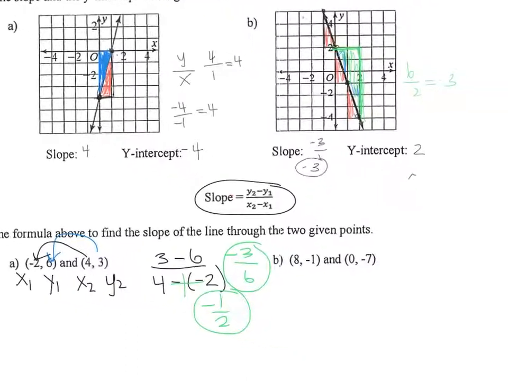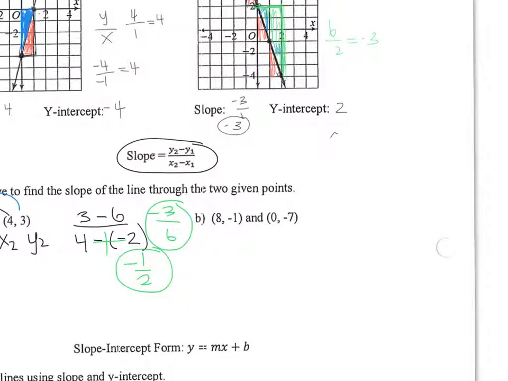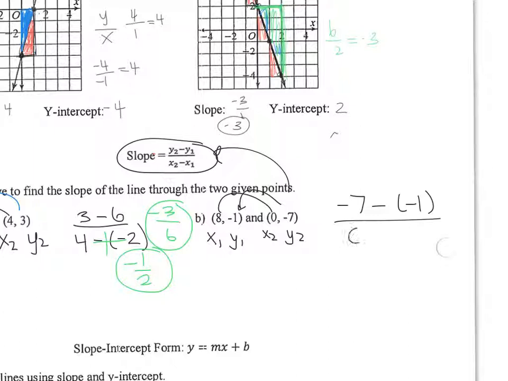Now let's do the next one and label our points. So this is x1, y1, x2, y2. I'm going to use my formula up here. So -7 minus a -1 over 0 minus 8. So this is going to turn into a plus. So -7 plus 1 is -6. 0 minus 8 is -8. This is going to turn into 3/4, because a negative divided by a negative is a positive.